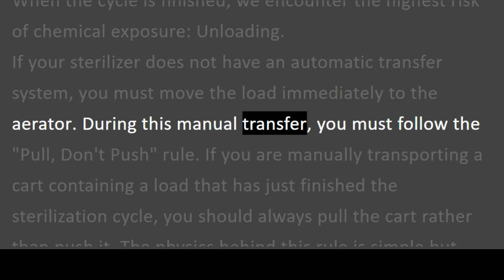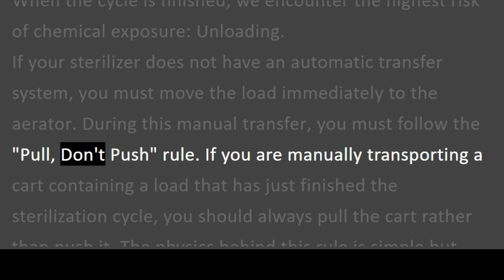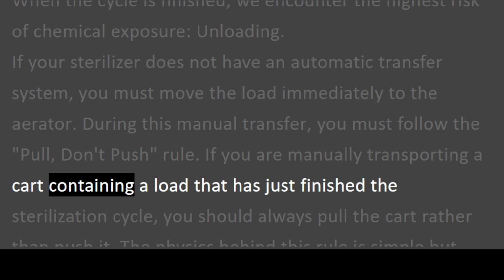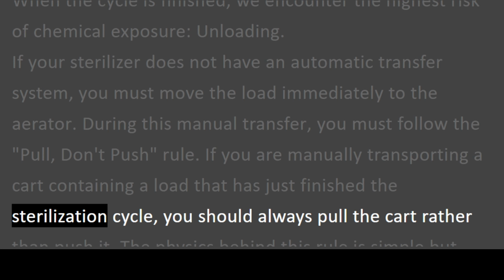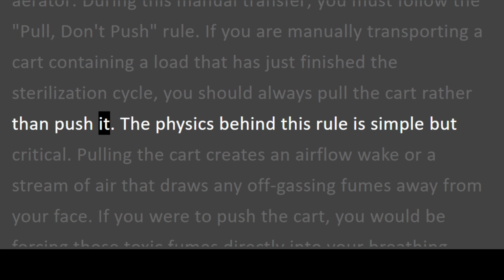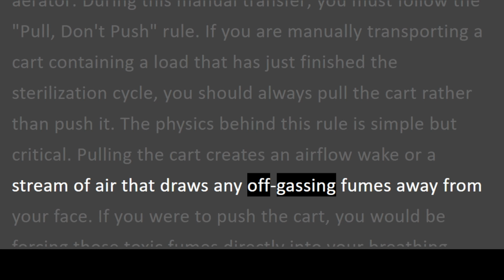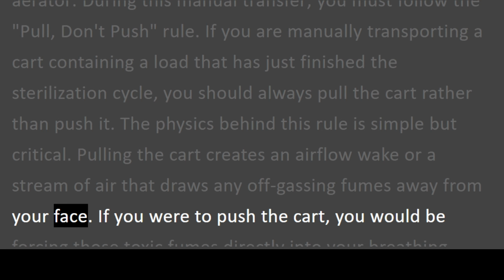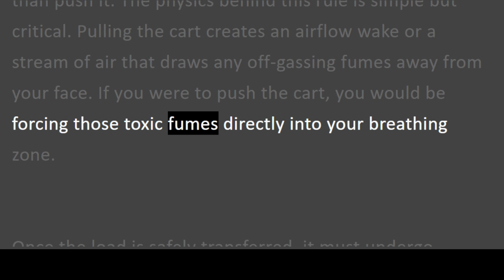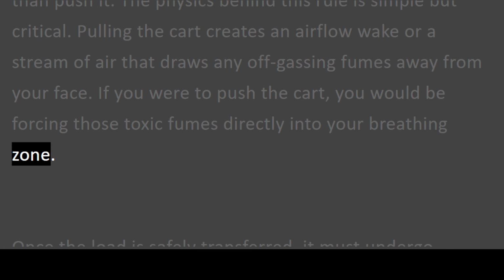During this manual transfer, you must follow the pull, don't push rule. If you are manually transporting a cart containing a load that has just finished the sterilization cycle, you should always pull the cart rather than push it. The physics behind this rule is simple but critical. Pulling the cart creates an airflow wake or a stream of air that draws any off-gassing fumes away from your face. If you were to push the cart, you would be forcing those toxic fumes directly into your breathing zone.